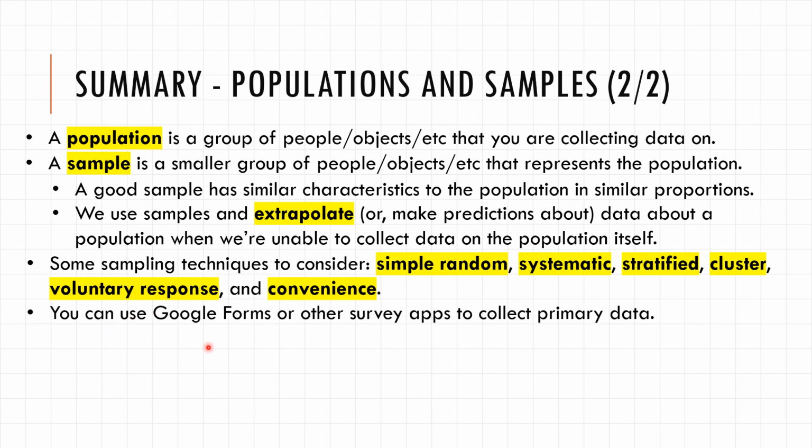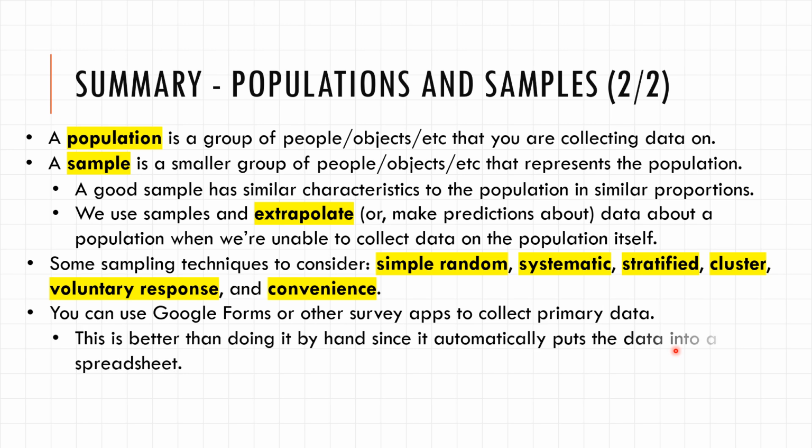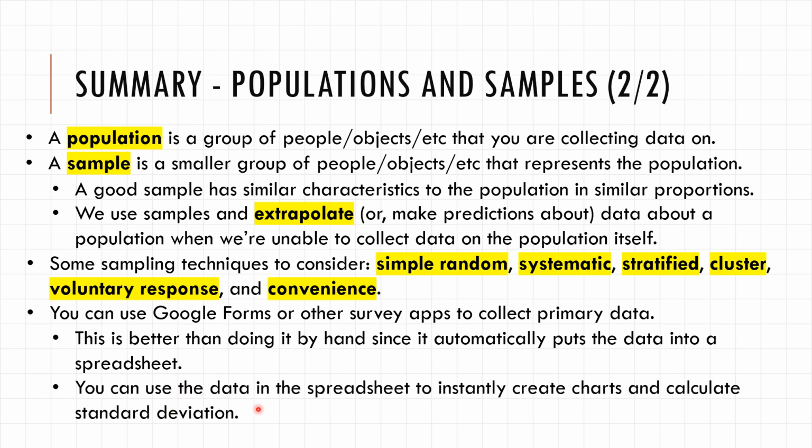You can use Google Forms or any other survey apps to collect primary data very easily. And this is better than doing it by hand because it automatically will take that data and put it into a spreadsheet for you. And you can use the data in the spreadsheet to instantly create charts and graphs and to calculate standard deviation and average and mean and median and all sorts of measures of central tendency and spread.